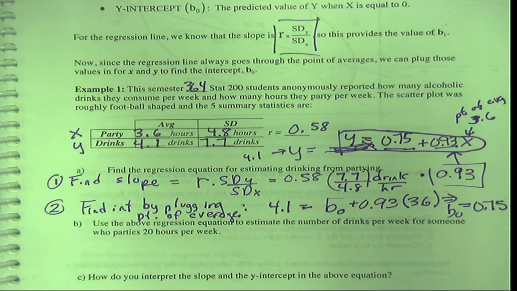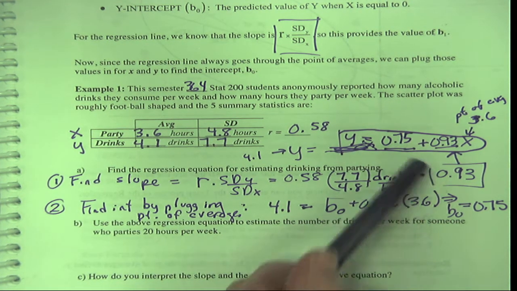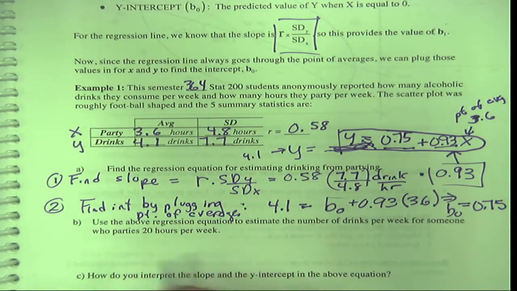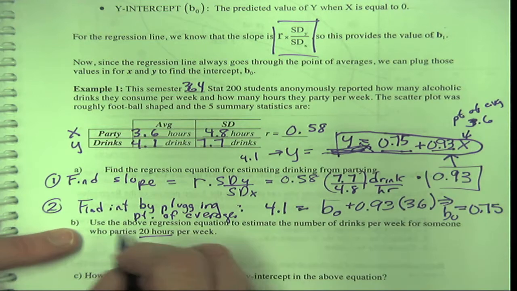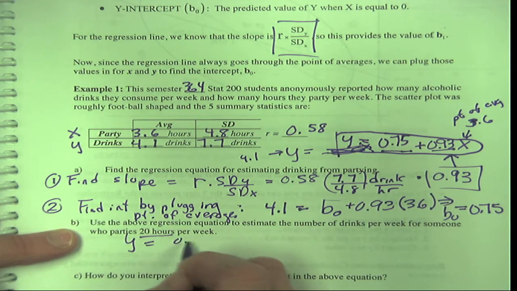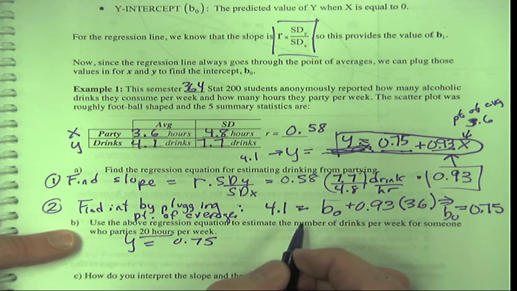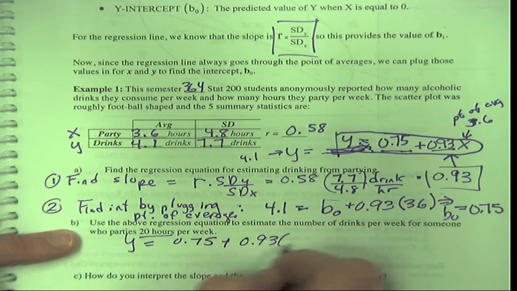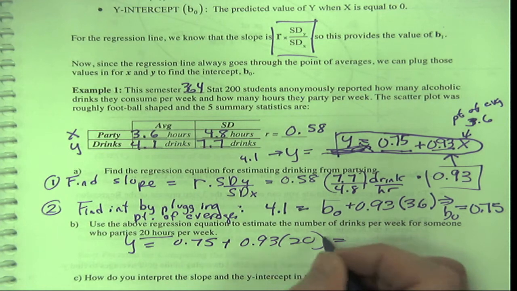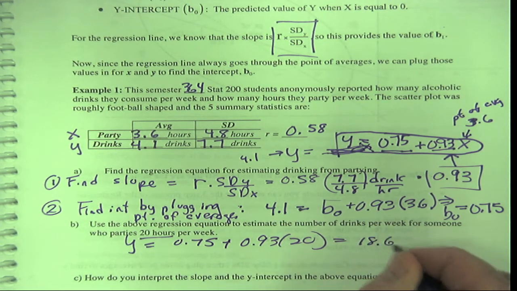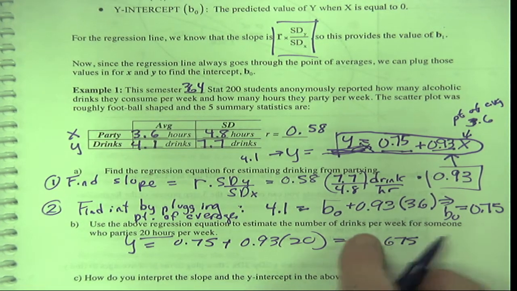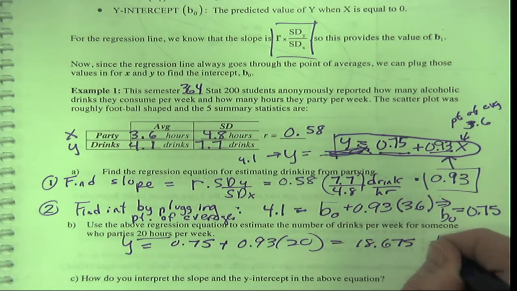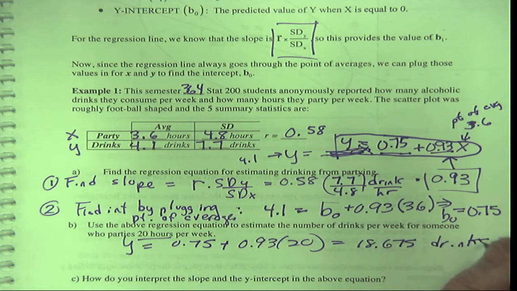Okay. And so now it says use it to make an estimate. Now that we've got it, we can just plug in for X and solve for Y. So plug in 20. We're going to make an estimate for somebody who parties 20 hours per week. And I did that, and I got 18.675. I'm kind of crazy to make it so accurate, but that is how many drinks. Okay?